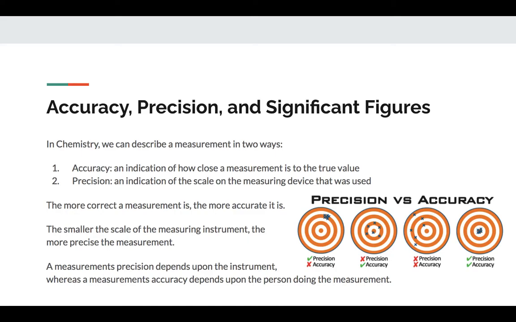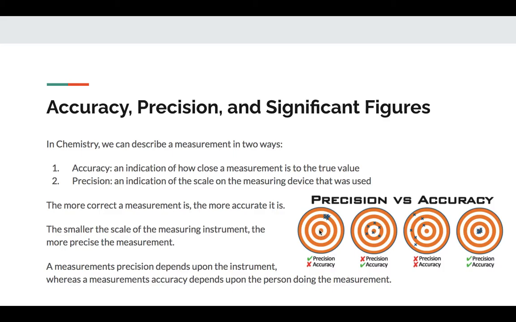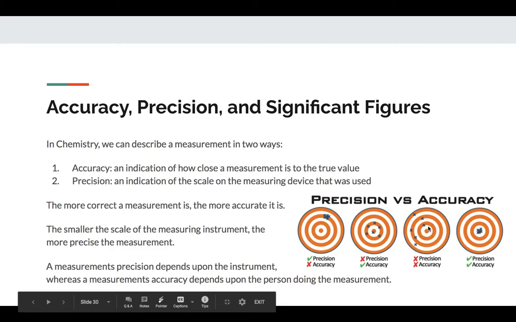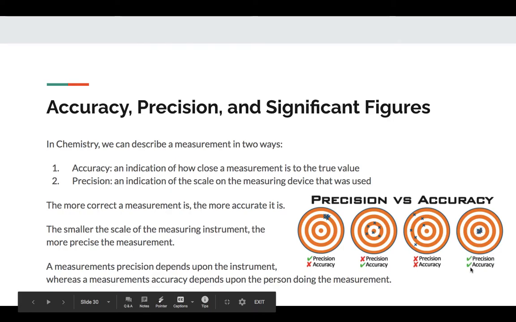Precision would be if you threw a bunch of darts on a dartboard and all of them hit around the same area, like this first example. These would all be precise because they're all about the same, but they're definitely not accurate because they're not hitting the bullseye. For this one, we have a dart here, a dart there, and so on. It's pretty close to being accurate, but it's not precise because these measurements are all over the place. In this one, the darts are all over the place, not close to the bullseye and not close to each other, so they're neither precise nor accurate. And for the last example, they're all clumped together around the bullseye, so they're both precise and accurate.